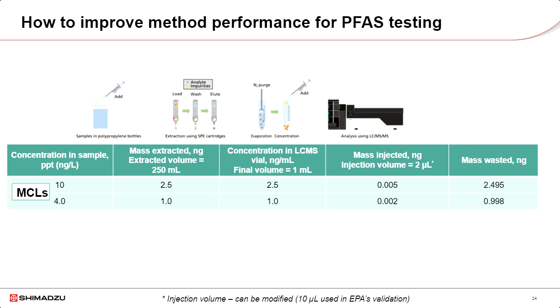Then we concentrate the extract down to a final volume of 1 ml. So the concentration in that extract will be 2.5 nanograms per ml if we started with 10 ppt, or 1 nanogram per ml if we started with the 4 ppt.